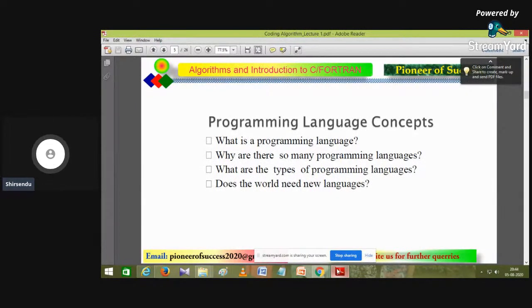The next question that should come to our mind is, what are the types of programming languages? I'll come to it. Does the world need a new language? That is an important question, because in every step we can see developments going on. There are generations of coding, like first generation language, second generation, up to fifth generation we have. Still people are working on it, and there might be new coding languages coming in the upcoming days.